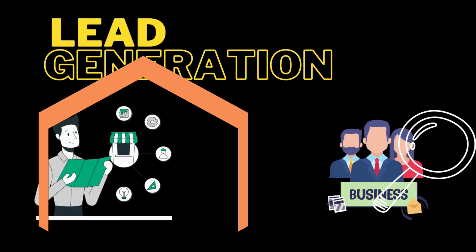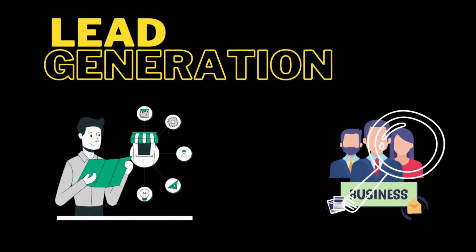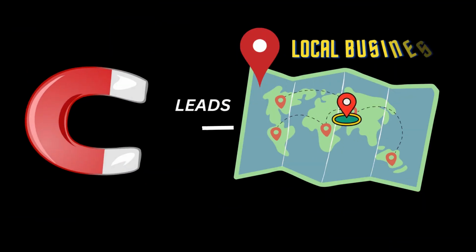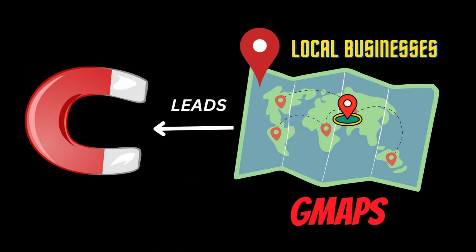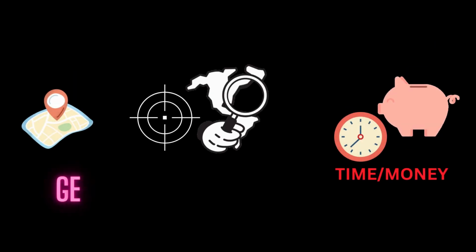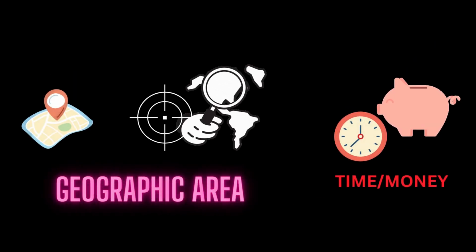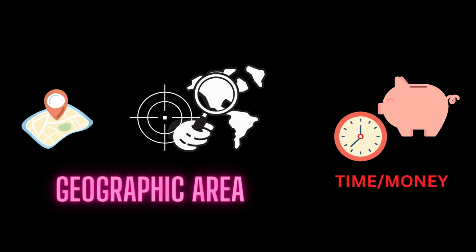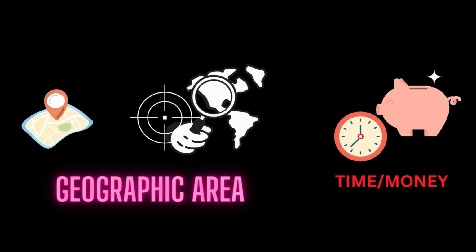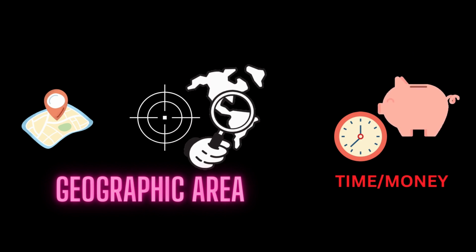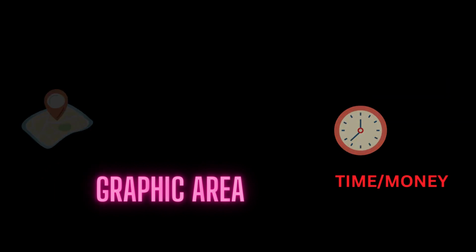Hello. Lead generation is the process of finding potential customers for a business. One effective way to generate leads is to use Google Maps to find and gather information about local businesses. One of the key benefits of using Google Maps for lead generation is that it allows businesses to target a specific geographic area. This can help businesses save time and money by focusing their efforts on the most likely prospects.